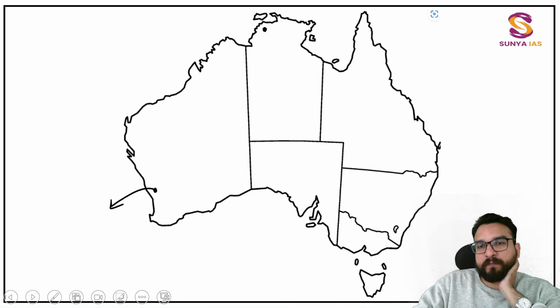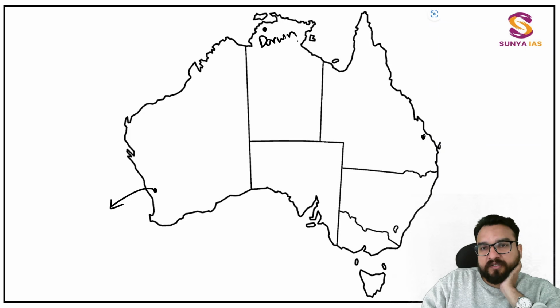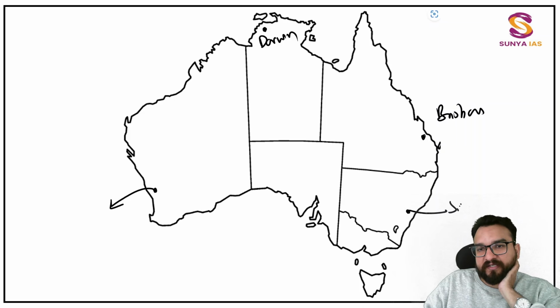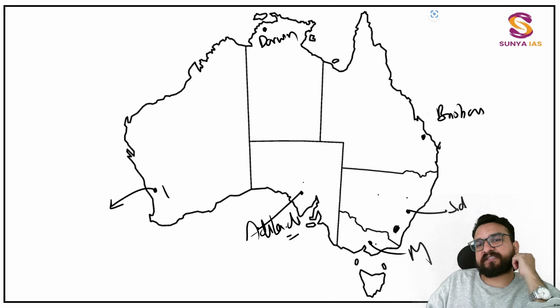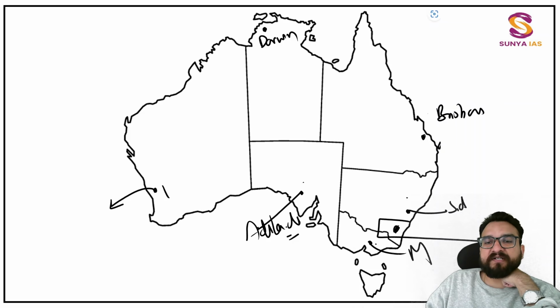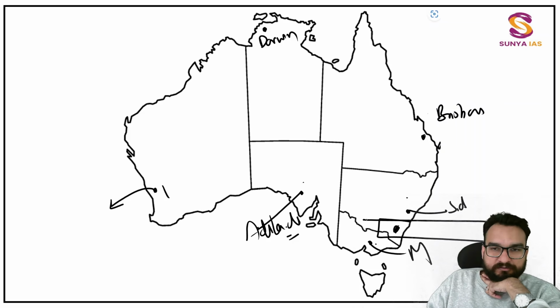Perth, Darwin. Then you will be finding Brisbane. Don't forget Brisbane. This is Darwin. This is Brisbane. This is Sydney over here. And this is Canberra. Right, and over here you will be finding Melbourne, and over here Adelaide. So how many places? 1, 2, 3, 4, 5, 6. 6 provinces, and 1 capital territory, that is Canberra. I hope you have understood.